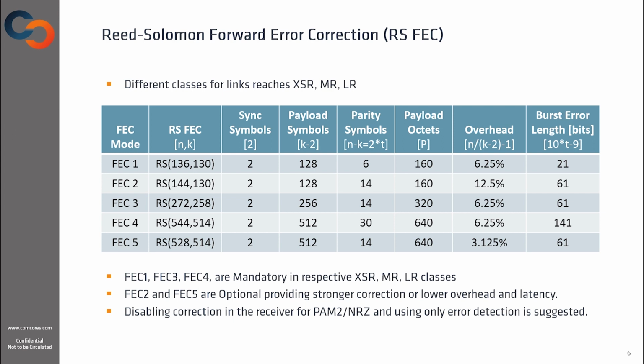NRZ or PAM2 links will still use part of the FEC mechanism, but only for the error detection in place of the CRC mechanism from before. In the table, you can observe the different composition of the FEC modes. I will go into the details of these in a moment, but the key information to observe here is the overhead, which is 6.25% in the mandatory classes, and the correctable burst error length for each class.